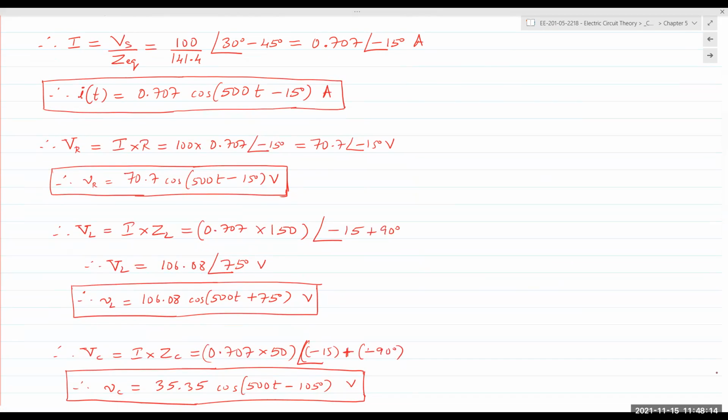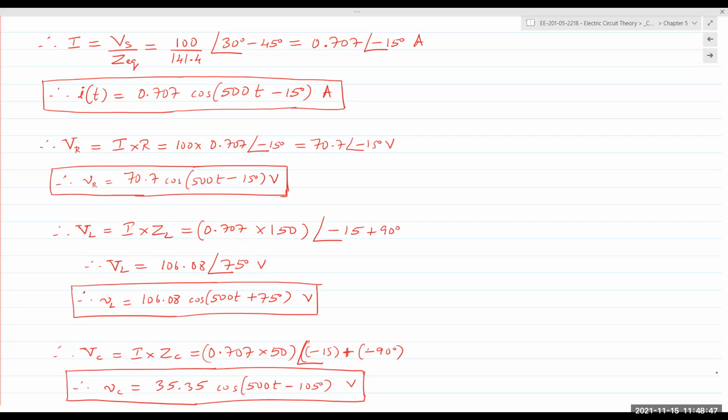Absolutely. Vs is only 100 volts. Yet if you look at the inductor voltage, that by itself is more than 100. Then you add the capacitor voltage, which is 35.35. You add the voltage for the resistor, and that exceeds like 200. So if we don't take the phase angles into account, the magnitudes will not sum up to the voltage source Vs. Okay, and that's the main takeaway from here. So KVL will still work if you take the phase angles into account.